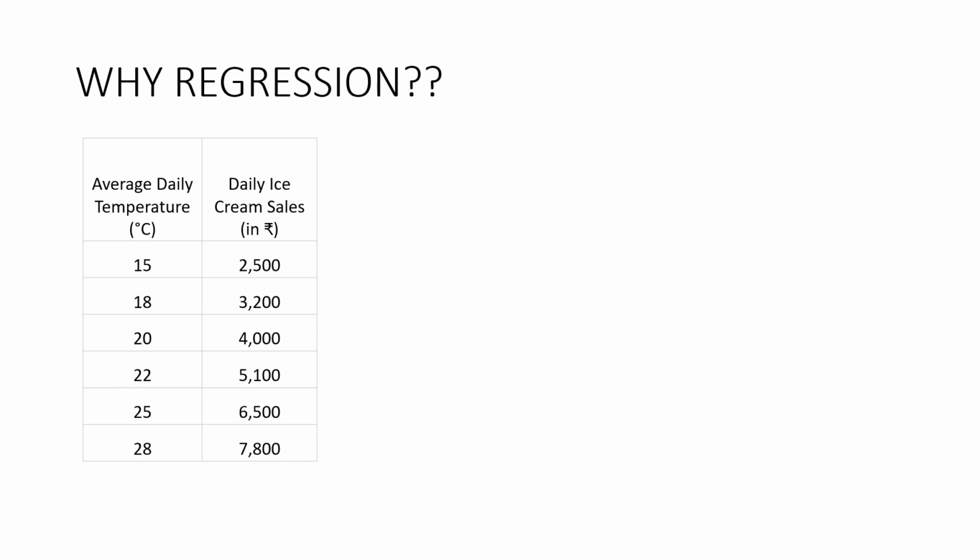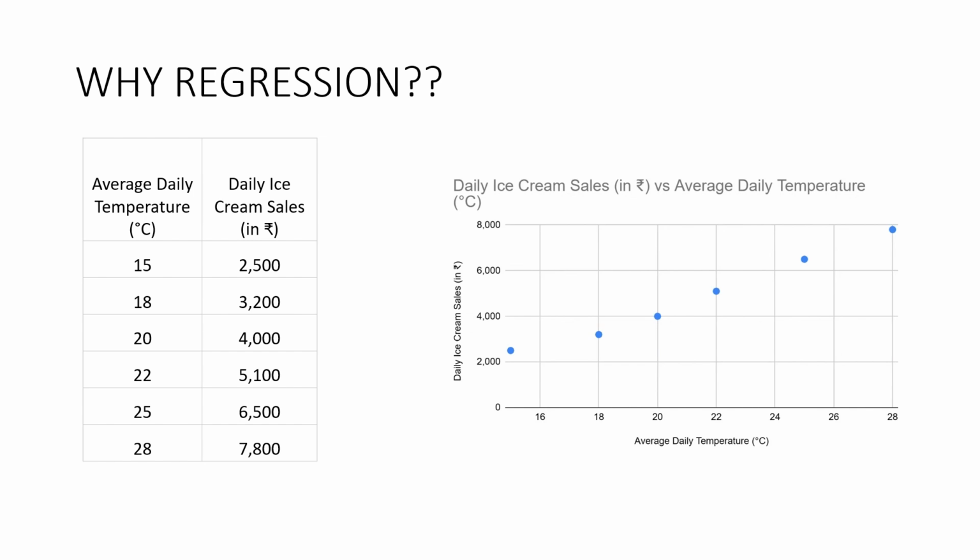Here our variables are daily ice cream sales, which depends on the average daily temperature. So for that we have to plot this data set on a graph. From this graph we can see there is almost a linear trend or linear relationship between these two variables, average daily temperature and the ice cream sales. So we can say that these two variables are linearly related.